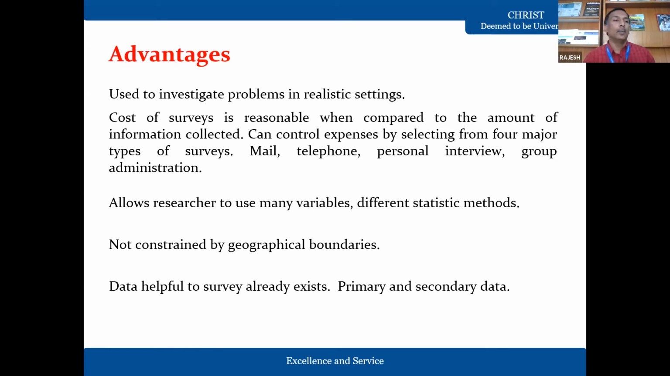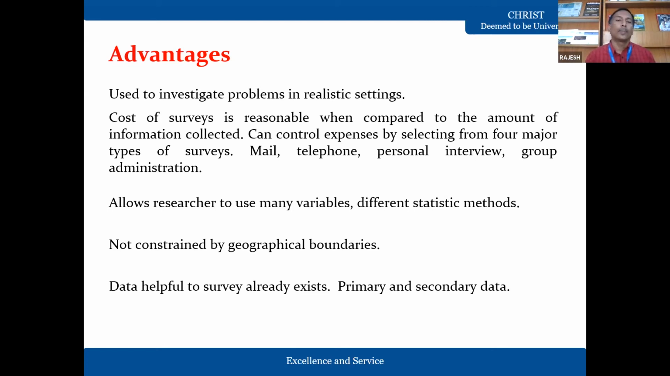So the amount of information that you collect out of it is invariable. All right, so that is very important. Then you can control expenses by selecting 4 main types of survey. For example, you can conduct a mail survey nowadays with the advent of internet. You can send Google Forms, or use telephone, personal interview, and group administration. So based on the convenience and accessibility, you can use any of these methods to conduct the survey.